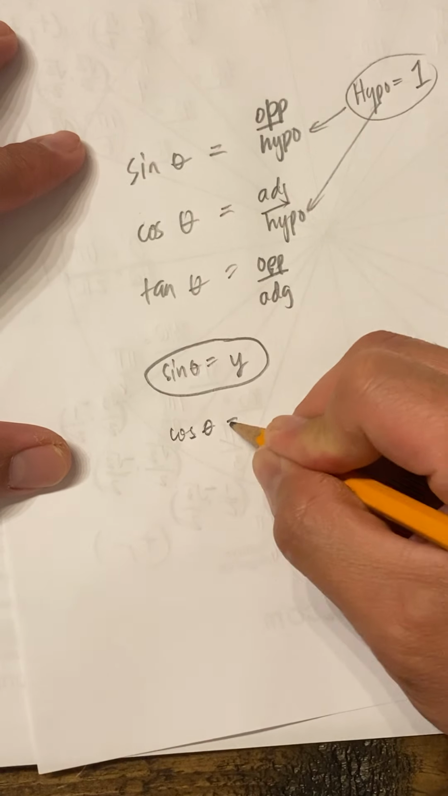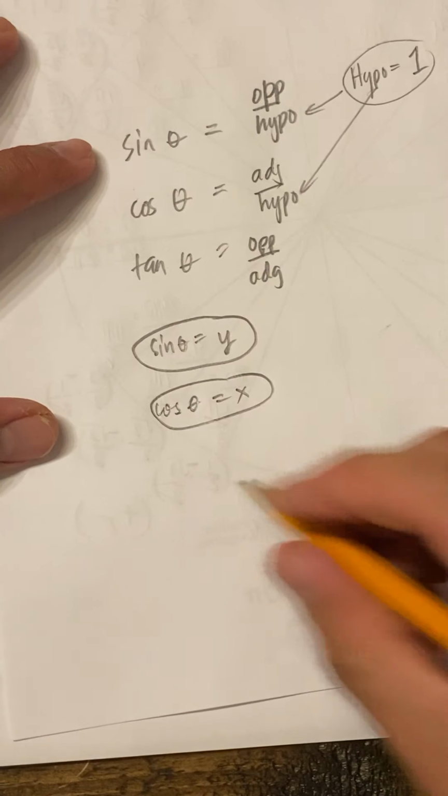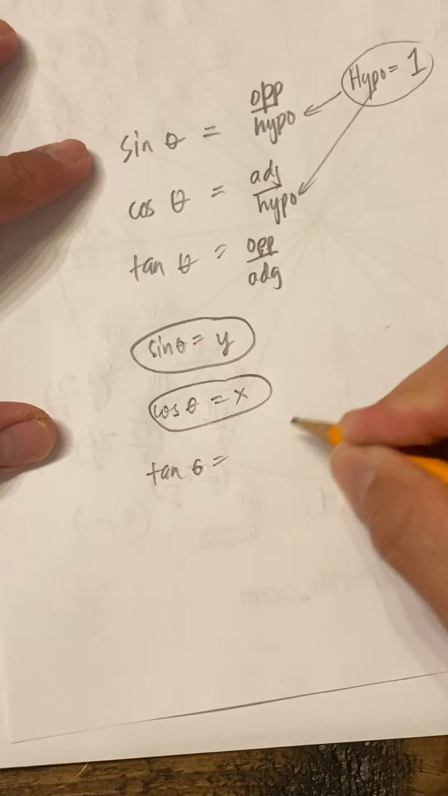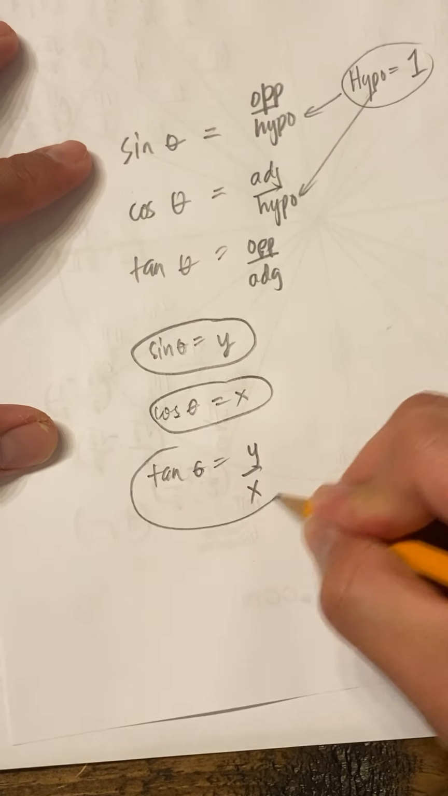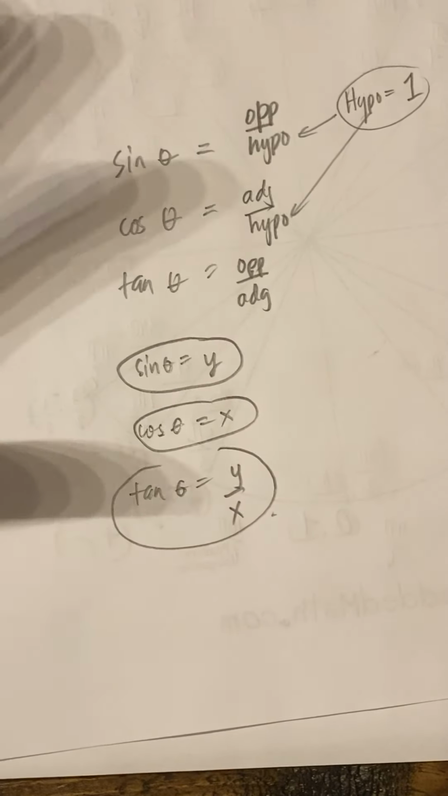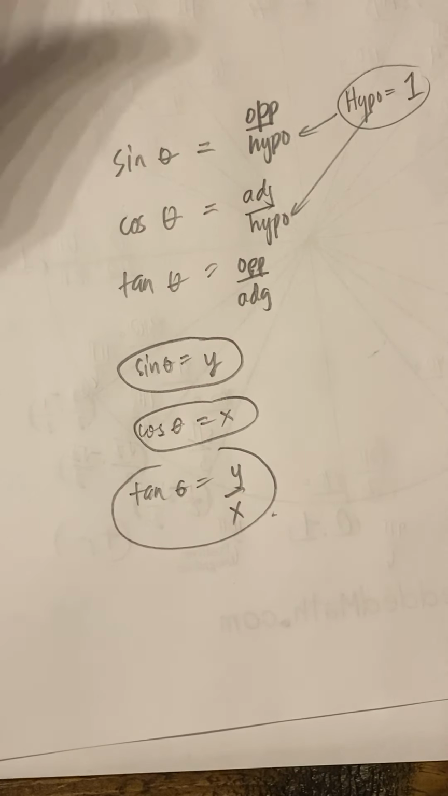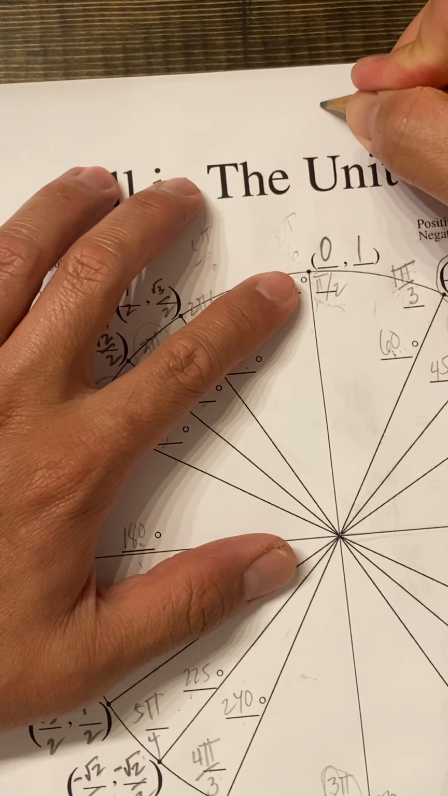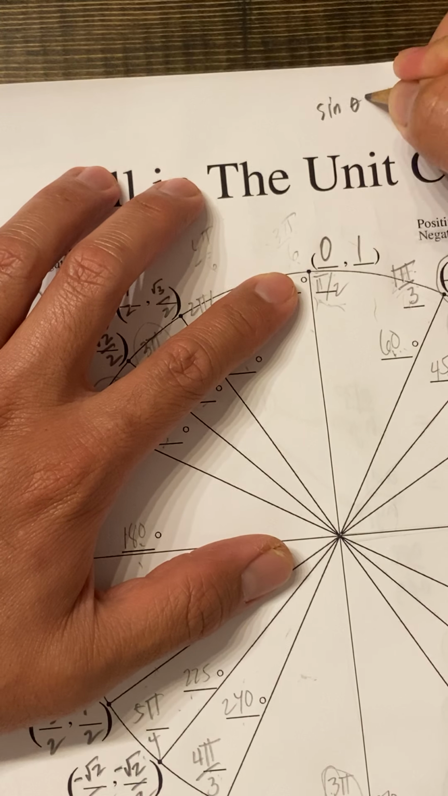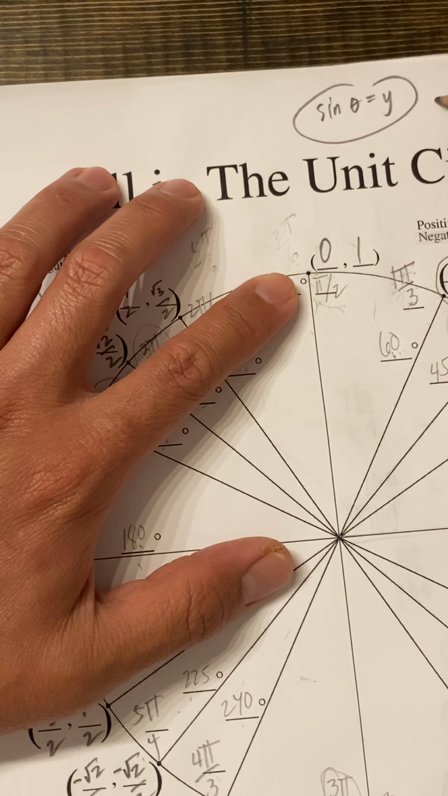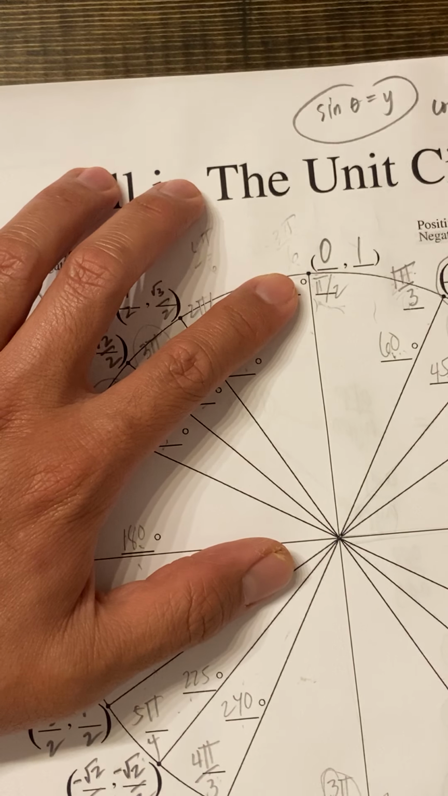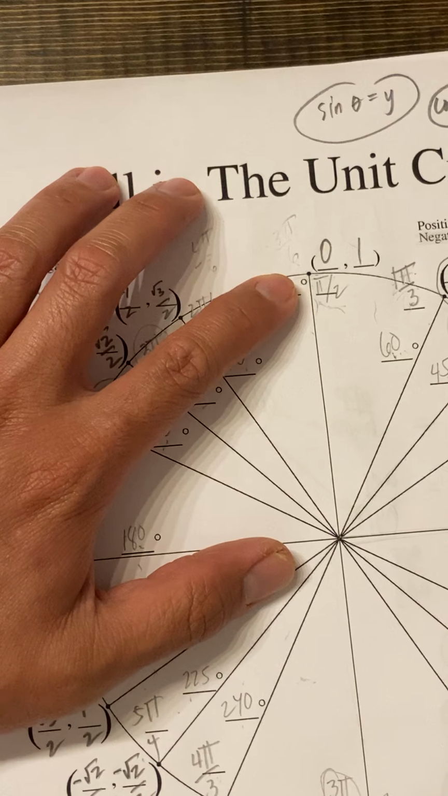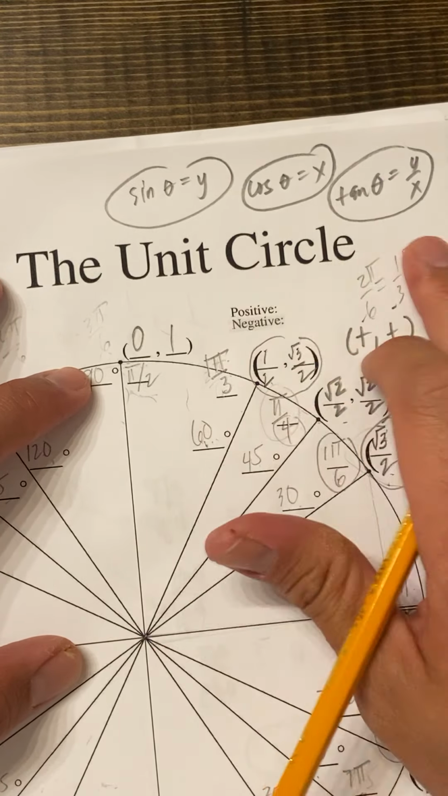Cosine theta is whatever the x value. And the tangent theta, you divide the y over x. This is only true in a unit circle because the radius is equal to 1. So that's something that I would like you to write in your unit circle because it's a basic foundation here. Sine theta is y, cosine theta is x, and tangent theta is y over x. Okay? So I need you to write that down. Make sure you know that.